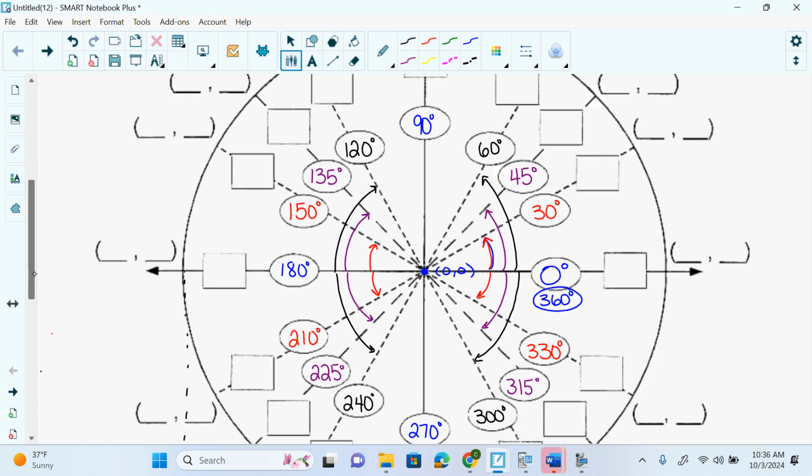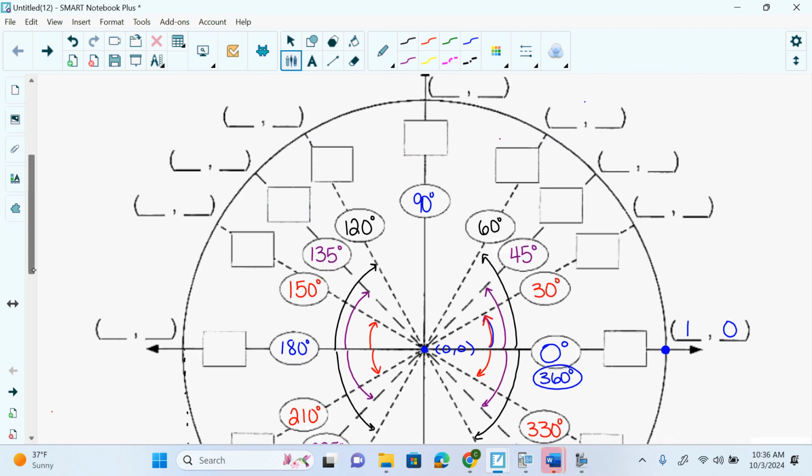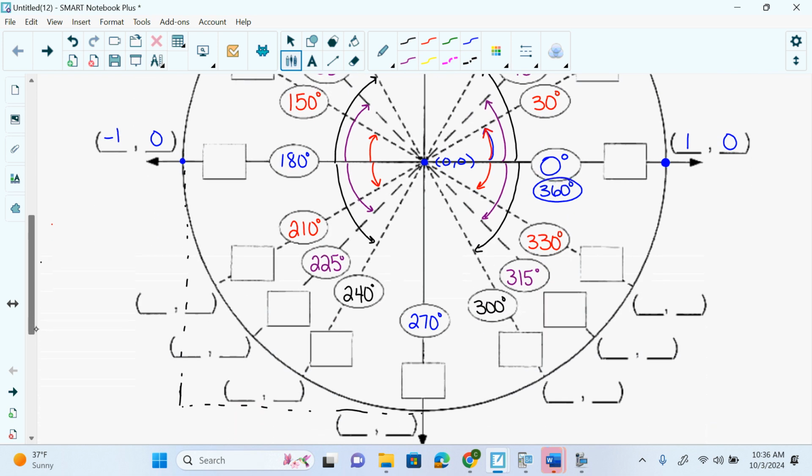So I know that the unit circle has a radius of 1. So this from here to here is 1. So what is this coordinate? 1 and 0. Okay? Then what's this one going to be with a radius of 1? 0 and 1. And then this one will be -1 and 0. And then this one, 0 and -1.